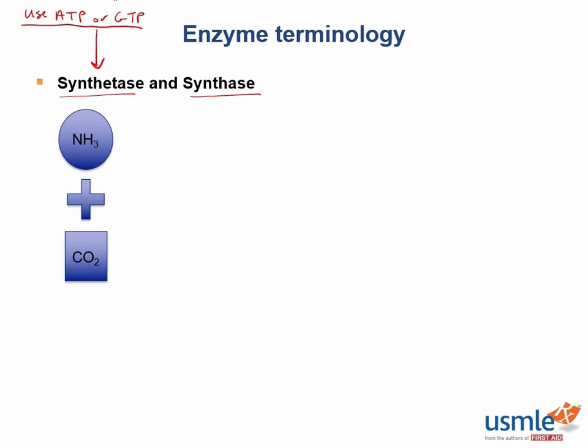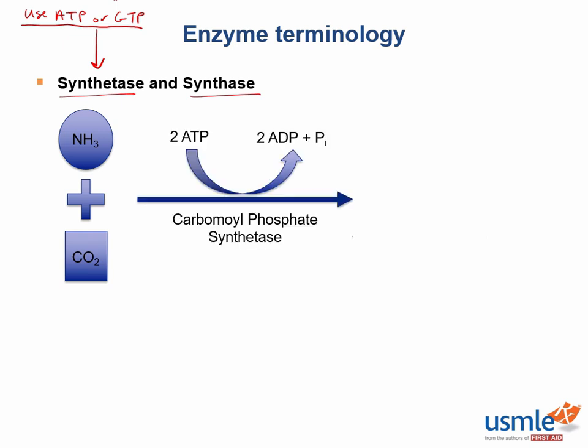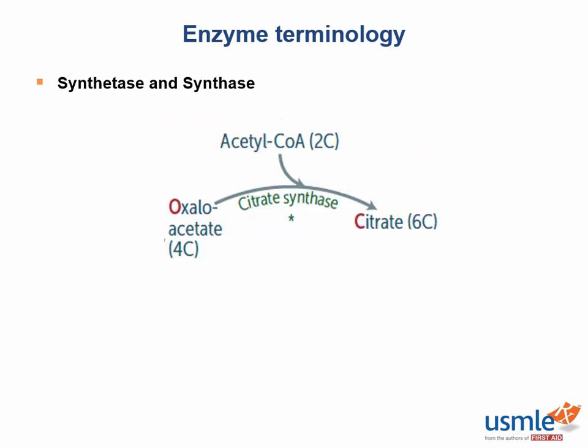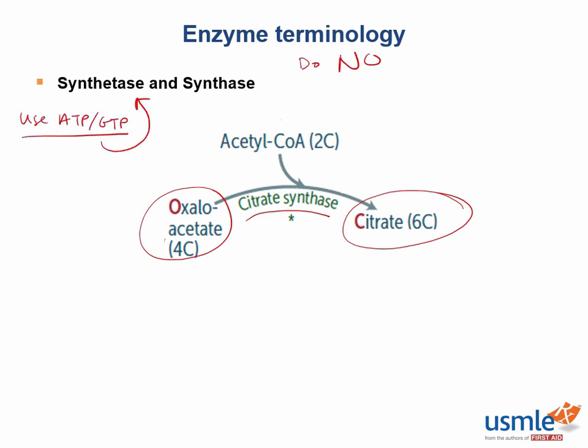Now an example of a synthetase is carbonyl phosphate synthetase, an enzyme which converts ammonia, NH3, and CO2 with the help of 2 ATP to carbonyl phosphate, as you can see here. Now an example of a synthase enzyme is citrate synthase, which converts oxaloacetate plus acetyl-CoA to citrate, as you can see here. So once again, the big point to remember for synthetases and synthases is that they're enzymes that join molecules together, and that the synthetases use ATP or GTP, while the synthases do not.